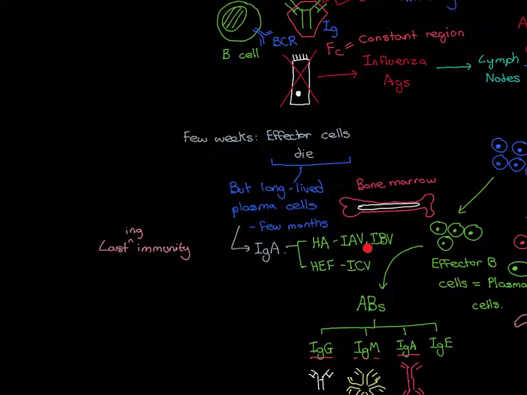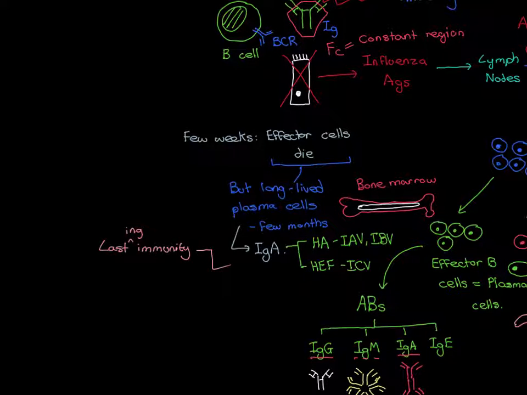So because of the huge variety of influenza A virus serotypes for hemagglutinin, you won't be protected against all influenza A viruses, whereas for influenza B and influenza C, you'll be protected against a lot of them for these first few months. So this is how lasting immunity works initially.